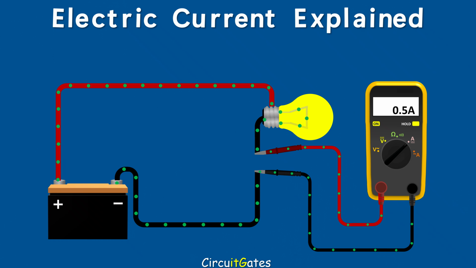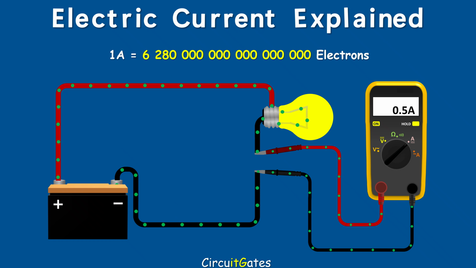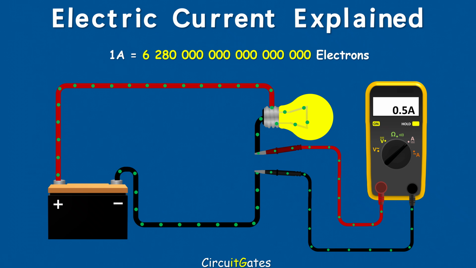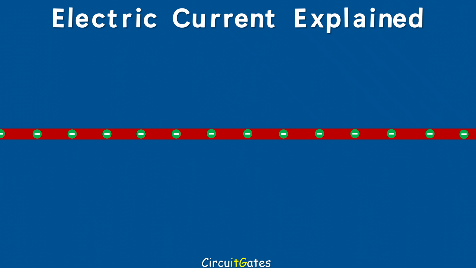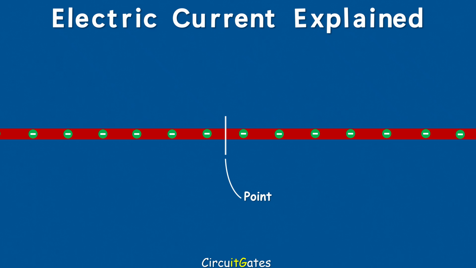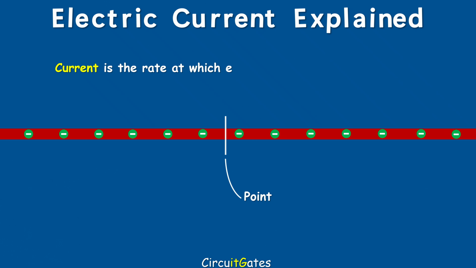The ammeter counts the number of electrons passing through it in every second and displays them in amperes on the screen. 1 ampere is equal to 6.28 quintillion electrons passing through any point within a second in every second. Looking at how current is measured, we can see that when measuring current, we are finding out the number of electrons passing through any point within a second in every second. It is like we are measuring the rate at which electrons are passing through any point within a second. We can best define current as the rate at which electrons or charges flow.